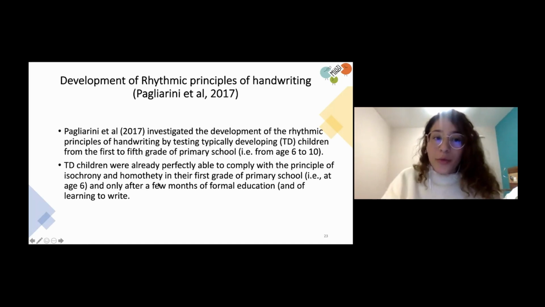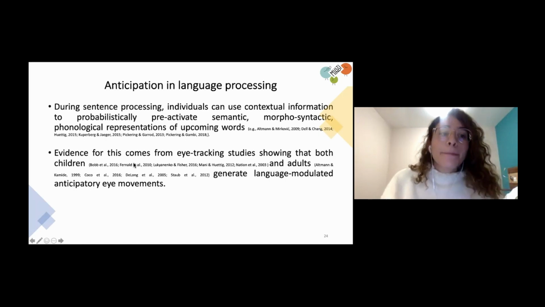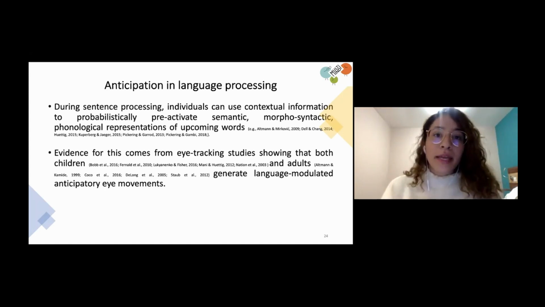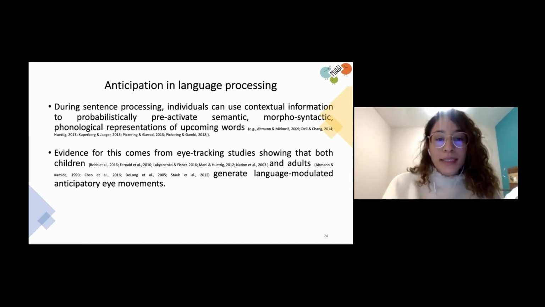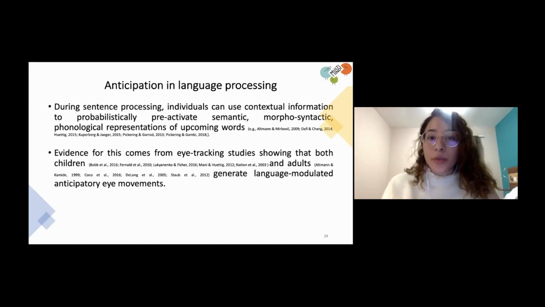Okay, so this is for handwriting. We've just shown that individuals with dyslexia are unable to comply with the rhythmic principles of handwriting. Another domain that we said is impaired in individuals with dyslexia is language processing. And we know anticipation is involved in language processing, because many models state that individuals are able to extract contextual information from the sentence to make predictions about words that will follow later in the sentence before we even hear these words. Basically, this is an indication that we are able to predict during language processing.